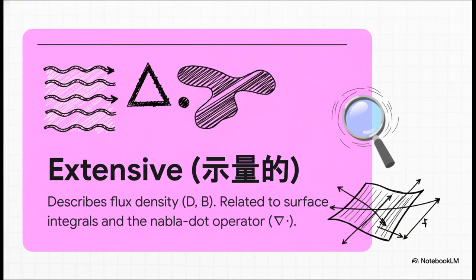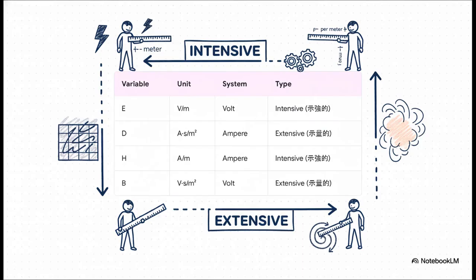On the other hand, D and B are what we'll call extensive variables. Think of these as representing a total quantity or a flux that's flowing through an extended surface. So it's not about a single point, but a whole area. And because of that, they're naturally connected to surface integrals and the nabla dot operator, which is perfect for describing how much stuff is flowing out of a source or diverging. So this table just puts it all in one place.